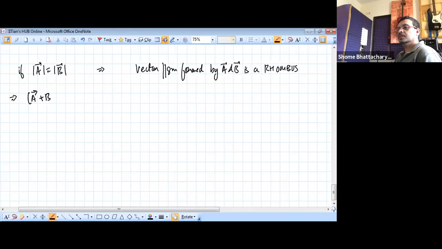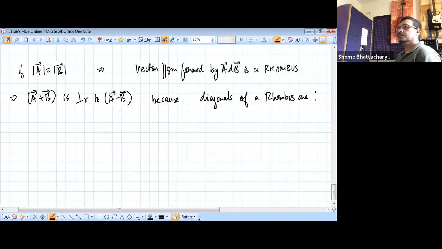the sum of A and B will be perpendicular to the difference of A and B as vectors. Okay, because diagonals of a rhombus are perpendicular. Okay. So first thing it will mean is this.